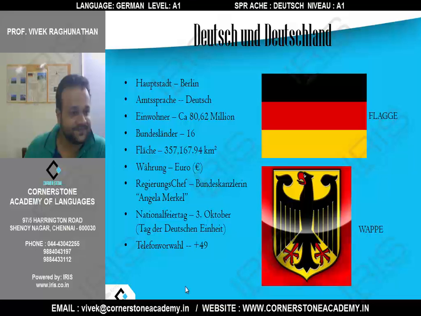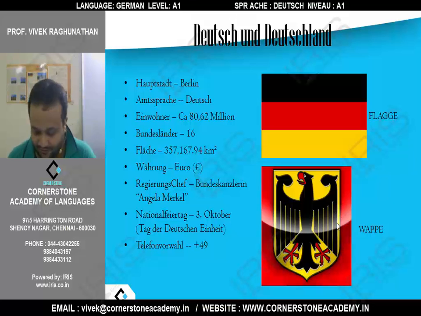Telephone code. The international country code is +49. Code means code number. And this is the flag. This is called Wappen. Wappen means an emblem, or in perfect English, coat of arms or emblem. Like how we have our own emblem.